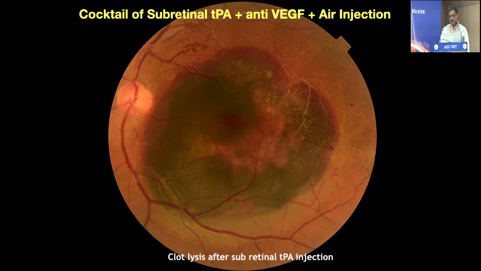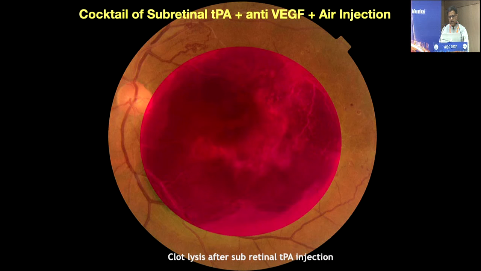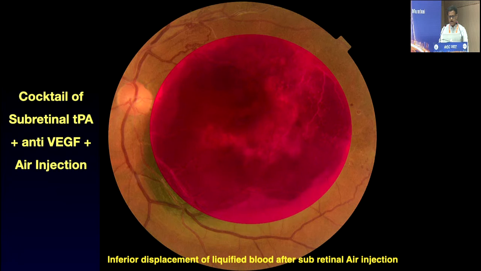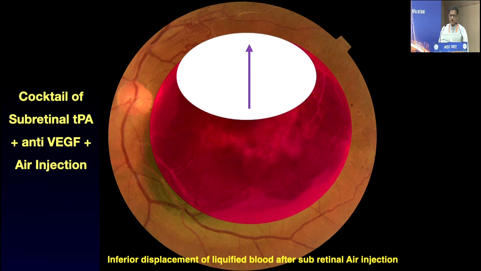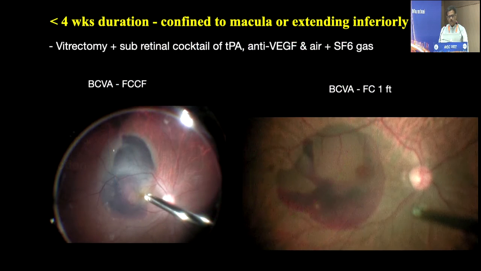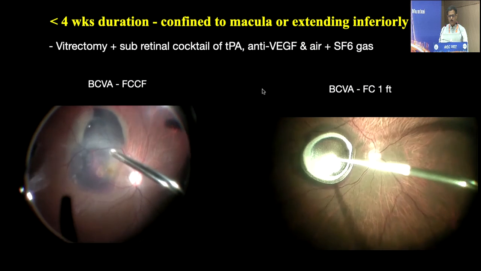Just after giving subretinal TPA, you can see this beautiful red color change that happens in any dark colored hemorrhage after subretinal TPA injection. And just after giving air, the buoyancy has an upward action and the gravity on the RBCs pulls them down, so that will make the fovea free of blood. So less than 4 weeks duration, confined to the macula, extending inferiorly.